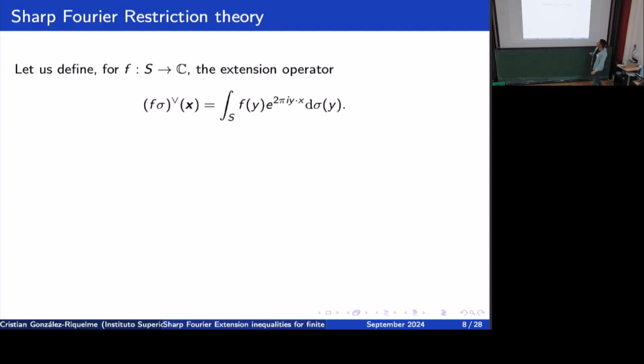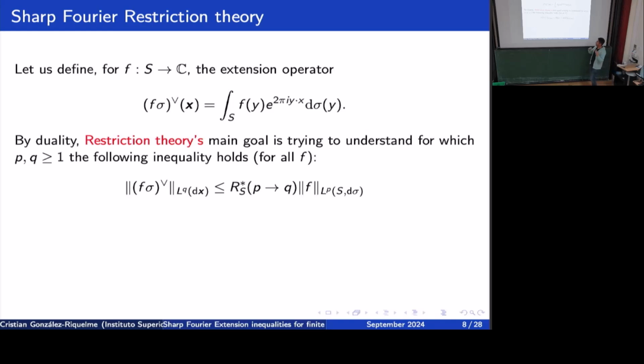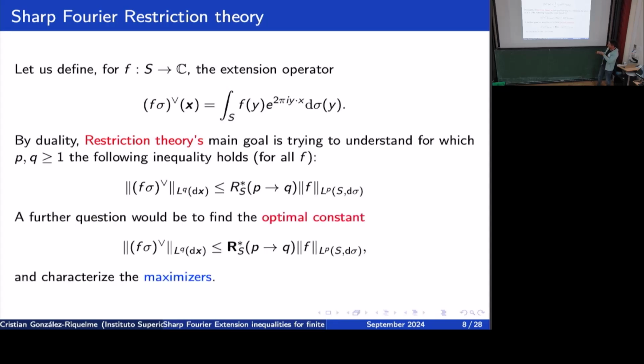So let us define for now what is called the extension operator. We have a function on a surface and we extend it by the inverse Fourier transform. It's just this formula right here, where this is the measure of the surface. The previous restriction theory that I told you about translates by duality to this inequality here, which is nicer for us to treat for reasons that I will tell you about later. So now, in the cases in which we know that this inequality holds, we want to know in which cases we can find an optimal inequality. And we are also very interested in finding the extremizers of this inequality.